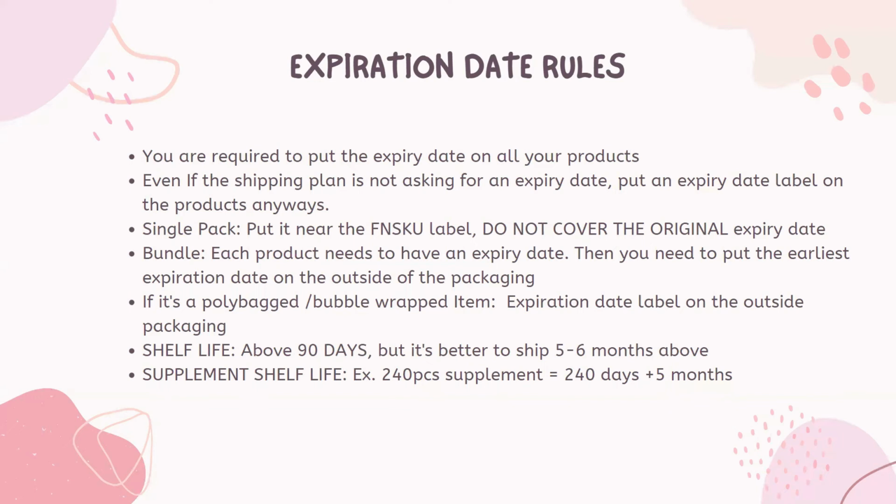So how about supplements? For supplements, the rule is, for example, if you have a container with 240 pieces of supplement, that means the expiry date should be 240 days plus 90 days. But as I've mentioned, at least 5 months. So 240 days plus 5 months should be the expiry date of the supplement that you're selling. So that's the main rules for expiration date.